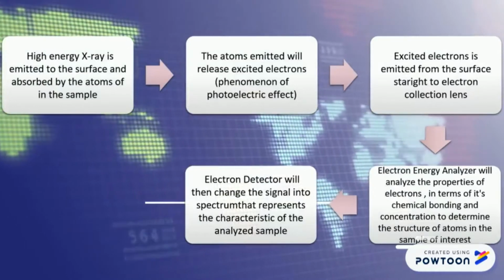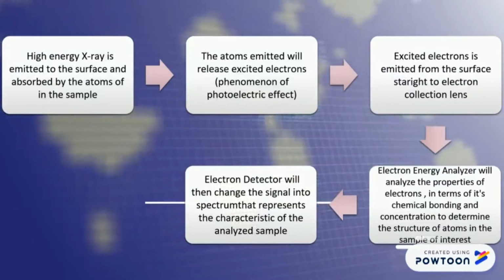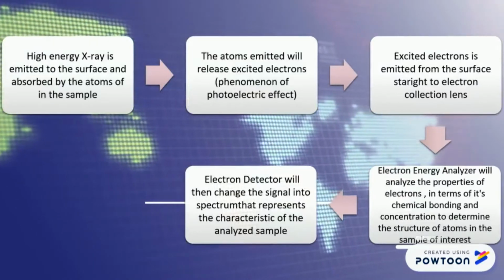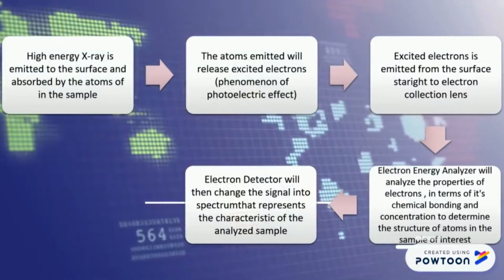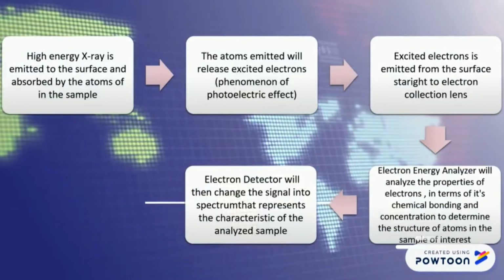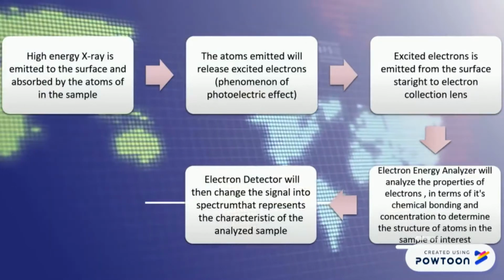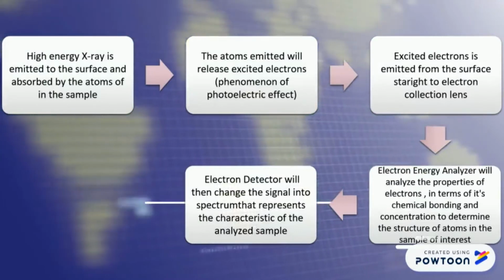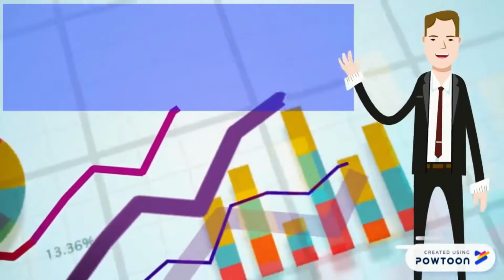Then, the excited electrons are emitted from the surface straight to the electron collection lens. Next, the electron energy analyzer will analyze the properties of the electrons in terms of their chemical bonding and concentration to determine the structure of atoms in the sample of interest. Lastly, the electron detector will change the signal into a spectrum that represents the characteristics of the analyzed sample.